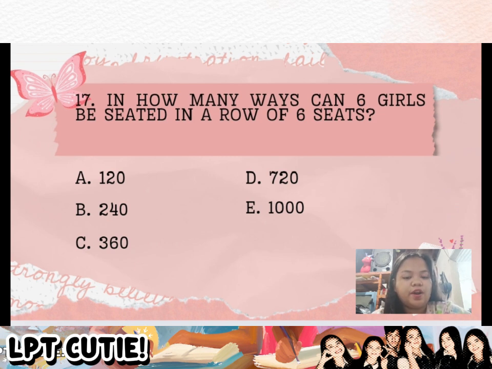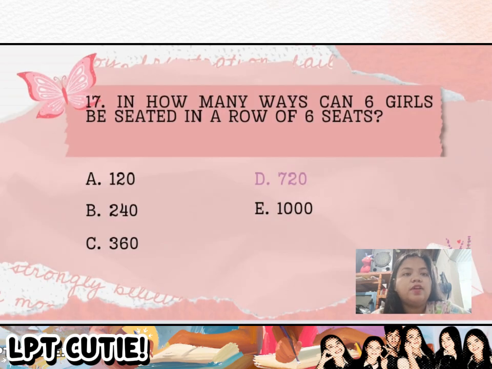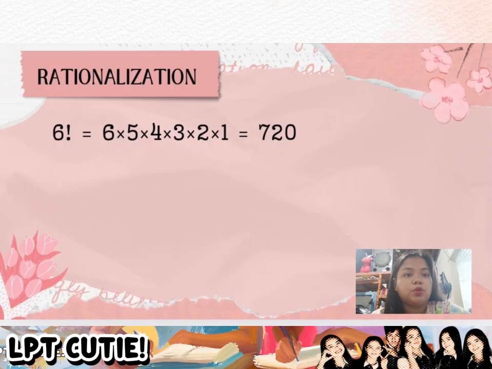What do you think is the correct answer? Again, how many ways can 6 girls be seated in a row of 6 seats? Okay, very good. It's letter D, 720. So in this question, we are just going to use a factorial. Since there are only 6 girls in 6 seats, we are going to use 6 factorial.